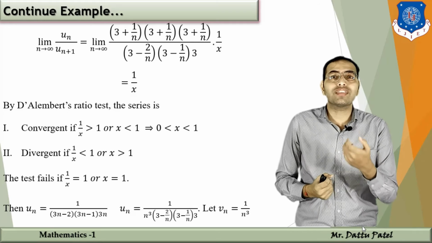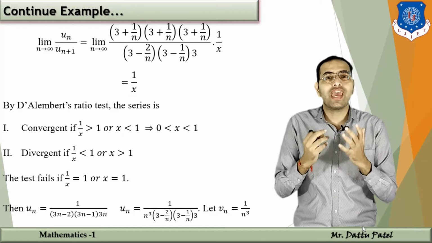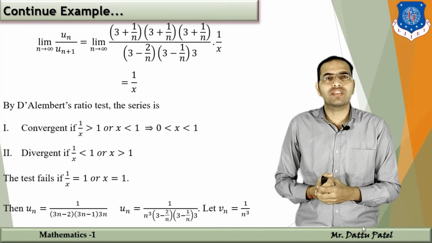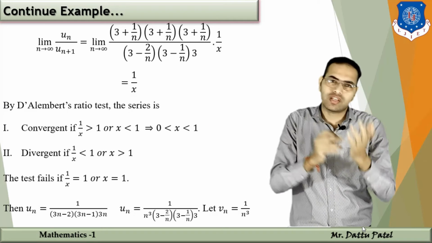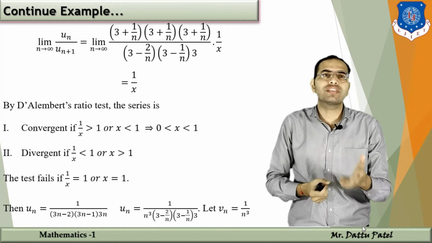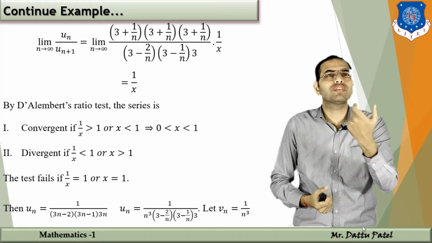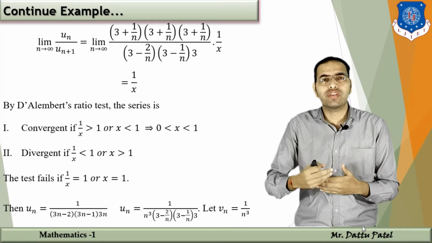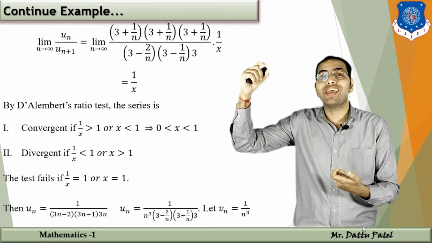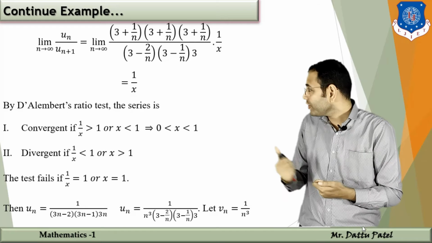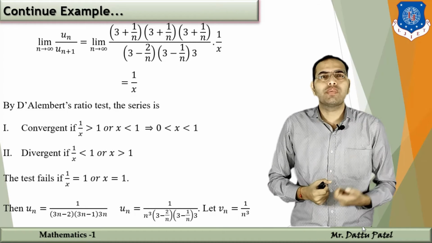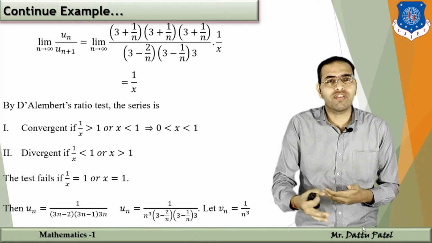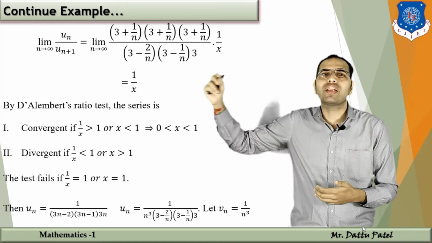Here we don't know the exact value of x, so we have the answer in the form of a range. According to the D'Alembert ratio test, if our limit is greater than 1, then it is convergent, and if our limit is less than 1, then it is divergent. If it is convergent, then 1 upon x is greater than 1. Simplifying that, we can say that x is less than 1. In our question the condition is x greater than 0, so the value lies between 0 and 1, meaning for 0 less than x less than 1, our given series is convergent, and for x greater than 1, our series is divergent.